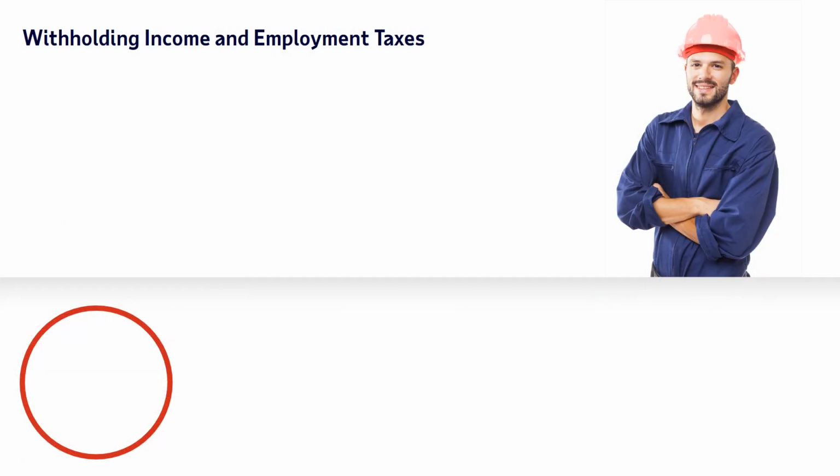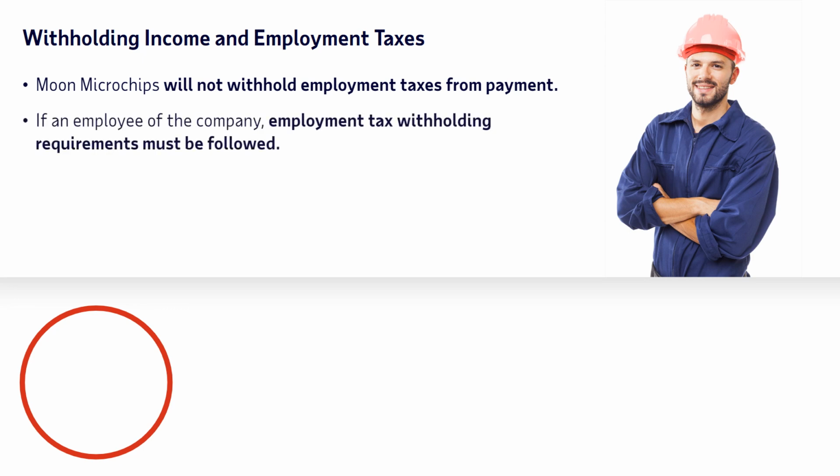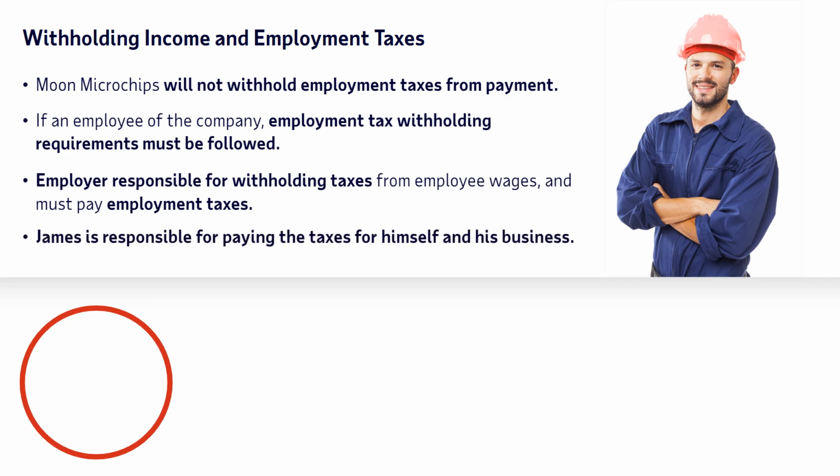Withholding income employment taxes. When James is done repaving the parking lot, Moon Microchips will cut him a check and will not withhold employment taxes from his payment. However, when a worker is an employee of the company, there are employment tax withholding requirements that must be followed. The employer is responsible for withholding taxes from employee wages, and the employer must pay employment taxes as well. James doesn't get out of paying taxes, however. He is responsible for paying the taxes for himself and his business.